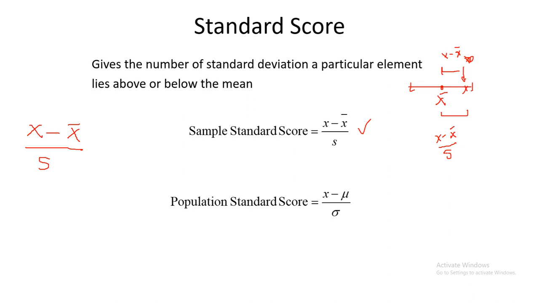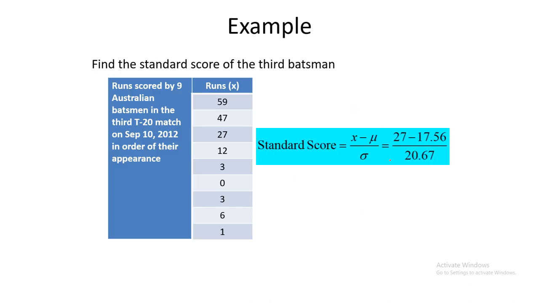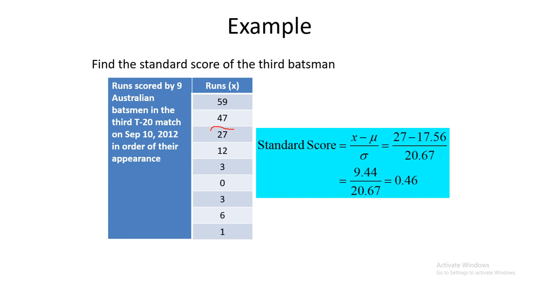Statisticians want to see the difference in terms of standard deviations. They don't see the difference in terms of real units. That's why they divide by the standard deviation, to see how many standard deviations you are away from the mean. So you can find the standard score. Let's say you want to find the standard score of 27. You subtract the mean from 27 and divide by the standard deviation. This gives you the standard score.